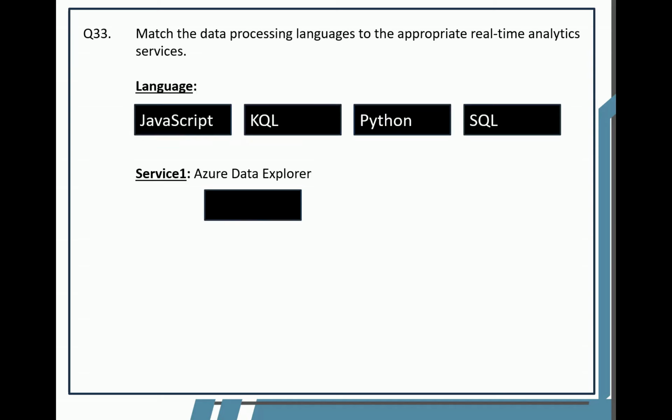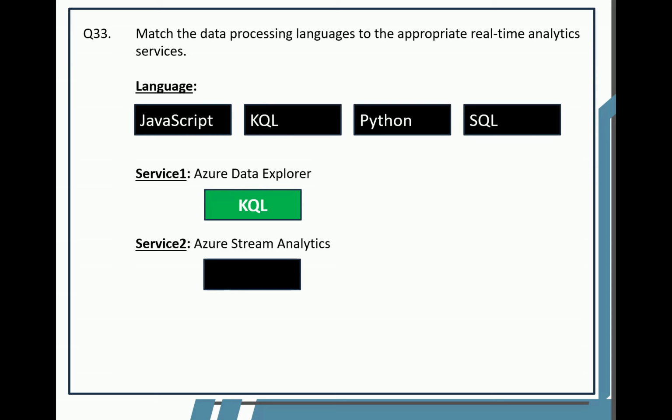In question number 33, we are going to match data processing languages to the appropriate Azure real-time analytics service. The languages are JavaScript, KQL, Python, and SQL. First service is Azure Data Explorer, which uses Kusto query language for fast interactive analytics on streaming or historical data. This language is also abbreviated as KQL. Now, the second service being talked about in the question is Azure Stream Analytics. Stream Analytics relies on a SQL-like language tailored for real-time event processing.